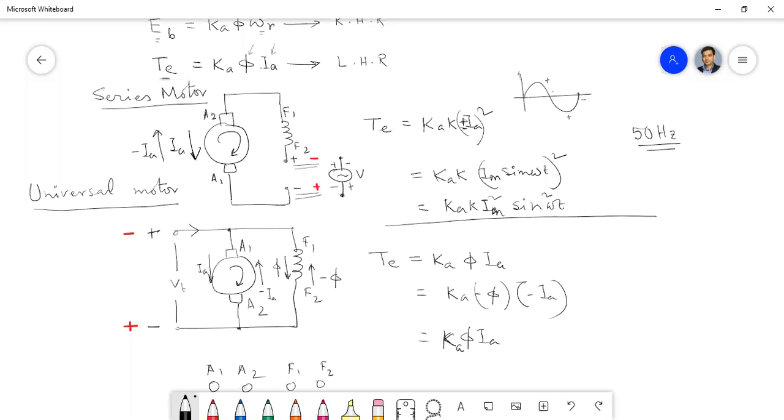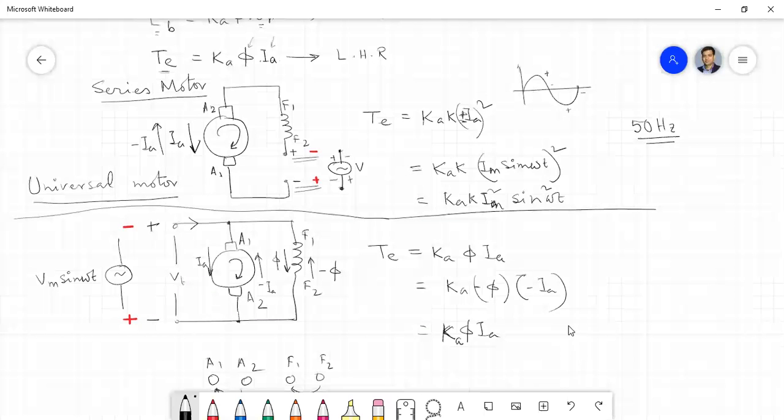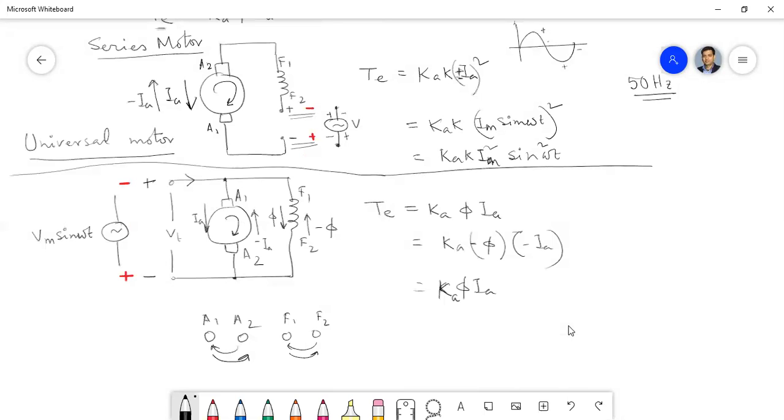Now, if I ask you the same question about the shunt motor, if we apply some alternating voltage instead of a DC voltage for a DC shunt motor, then what will happen? Anybody can answer this?